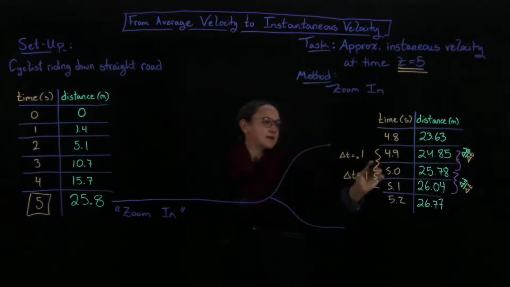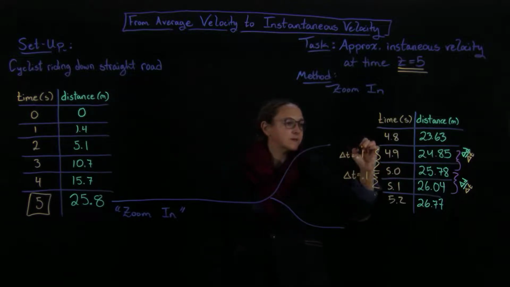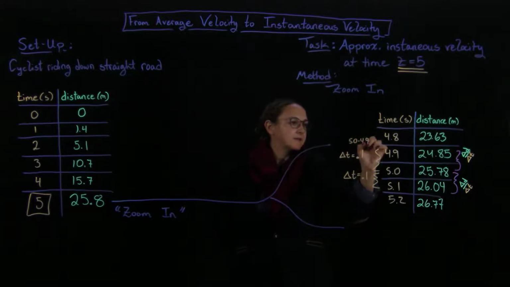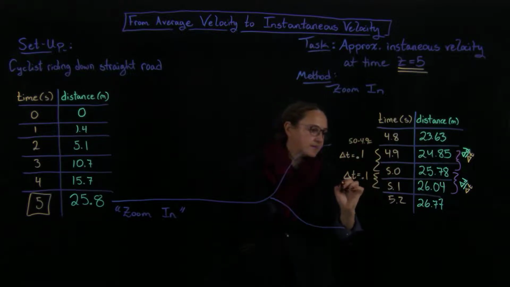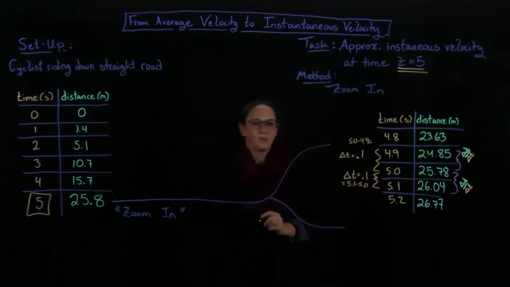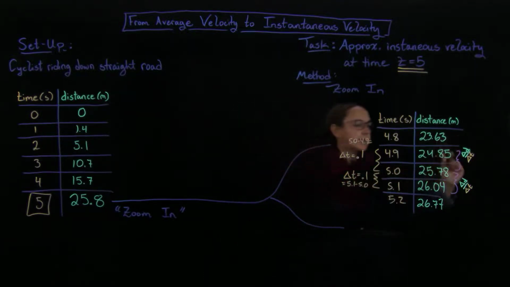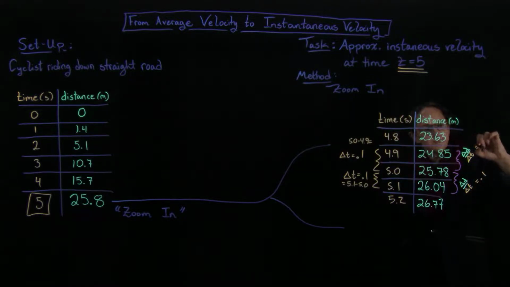How did I do that? I took 5.0 minus 4.9, and I got that this was equal to 0.1. And here I took 5.1 minus 5.0, and I got 0.1. So now I know what goes on the bottom: 0.1 for each of these.